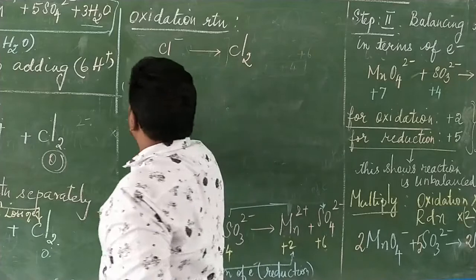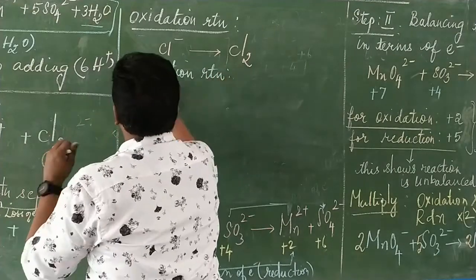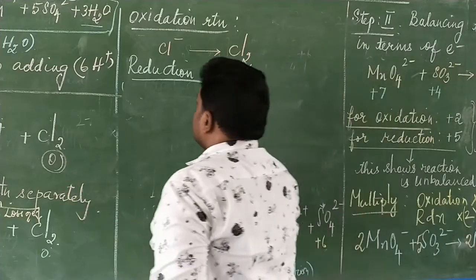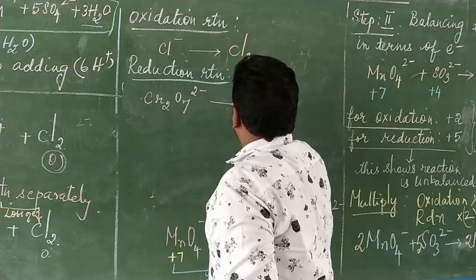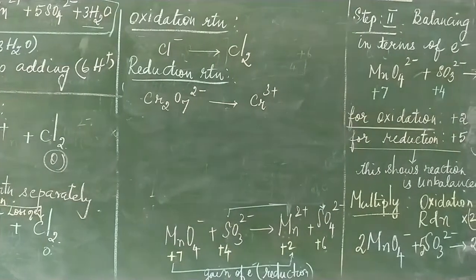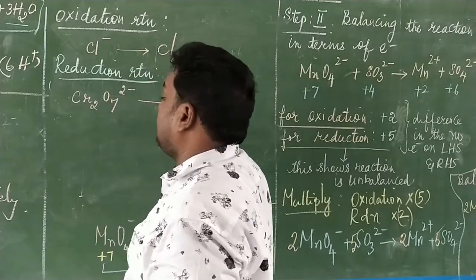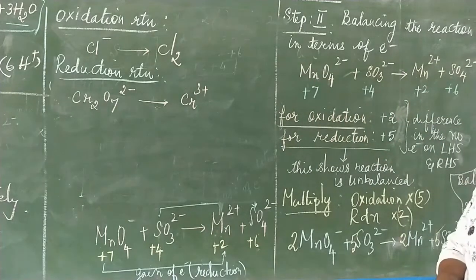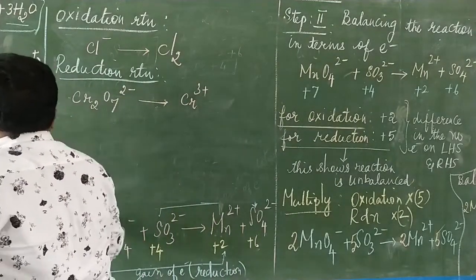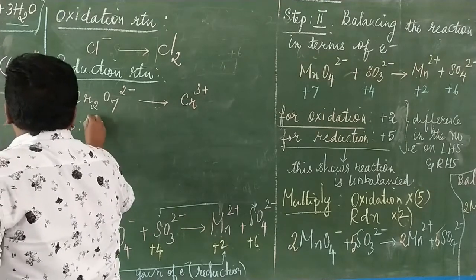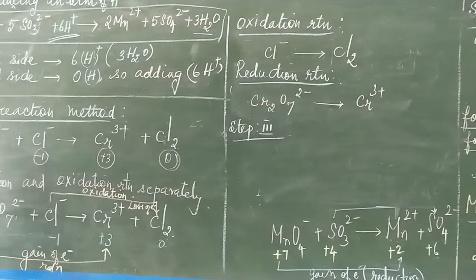Now we will write the reduction reaction. So what is the reduction reaction? Cr2O7 2 minus becomes Cr3 plus. Correct? So this is oxidation: Cl minus gives Cl2. Reduction reaction is Cr2O7 2 minus giving rise to Cr3 plus. Okay, so the second step is over. Now coming to the third step. Step 1 is finding out the oxidation number, this is step 1 and this is step 2. Now we are writing step 3.